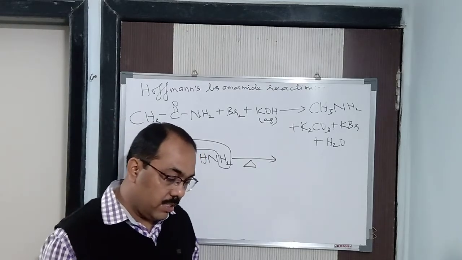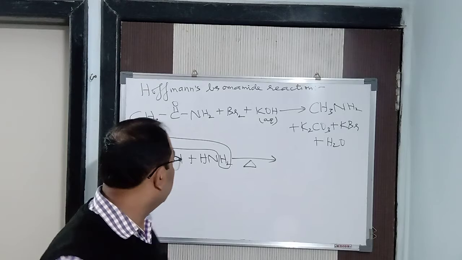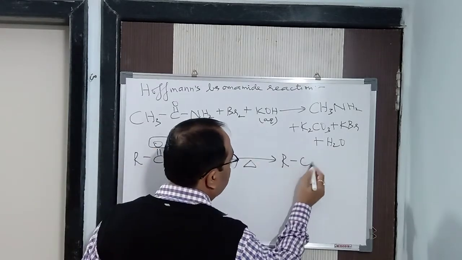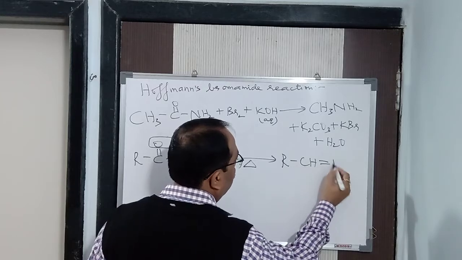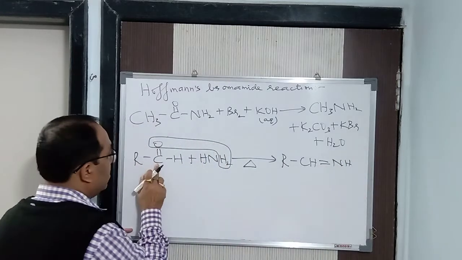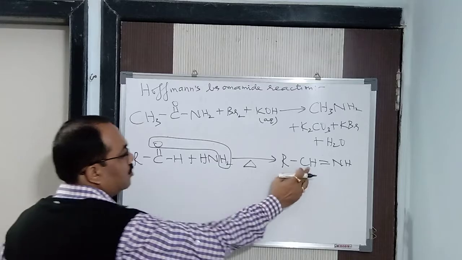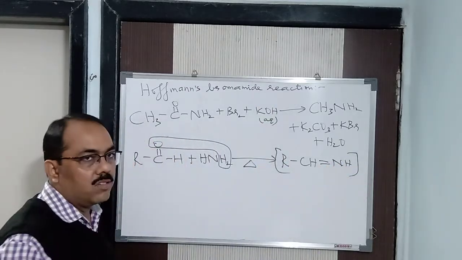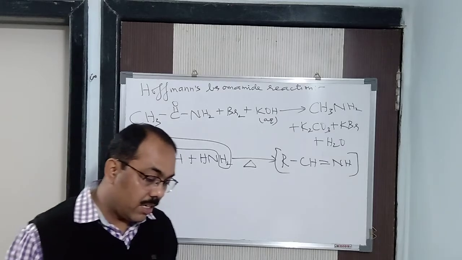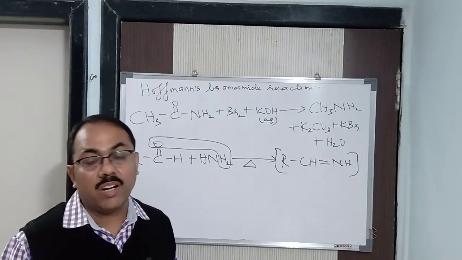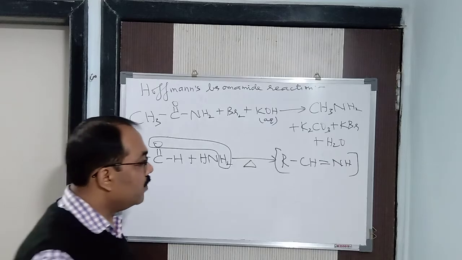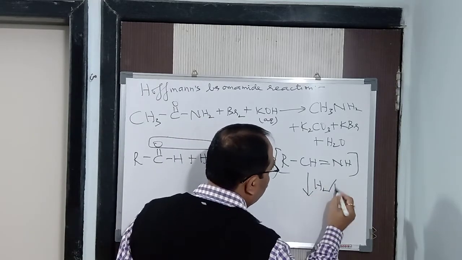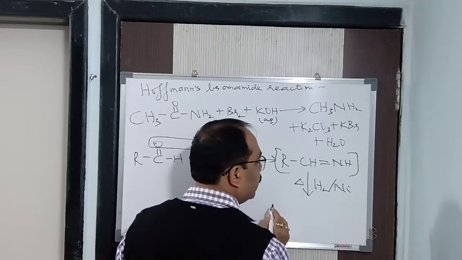So when the water is removed, what am I going to get? See here. That is RCH double bond NH. So this is an imine. You know that imines are not stable. So hence what do I need to do? How will I make it stable? What do I want as the product? I will go for reduction, H2/Ni and heat it. Reduction.